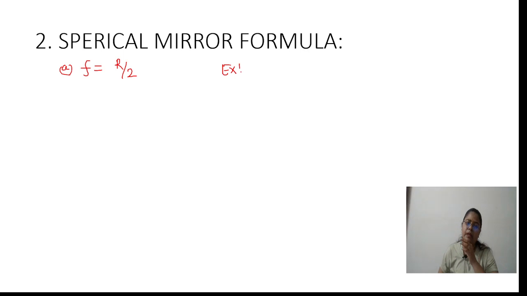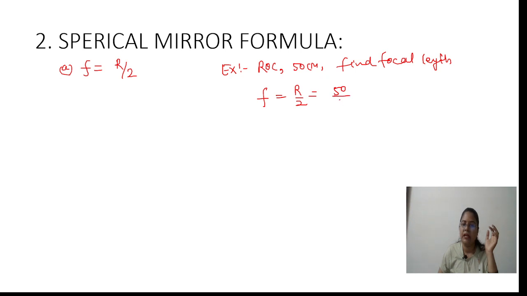Take an example. The radius of curvature of the mirror is 50 centimeter. Find the focal length. So how do you find the focal length? My dear student, nothing, f is equal to r by 2. Put the value, 50 by 2, and this is 25 centimeter. So the focal length is 25 centimeter. Is it clear? Done.